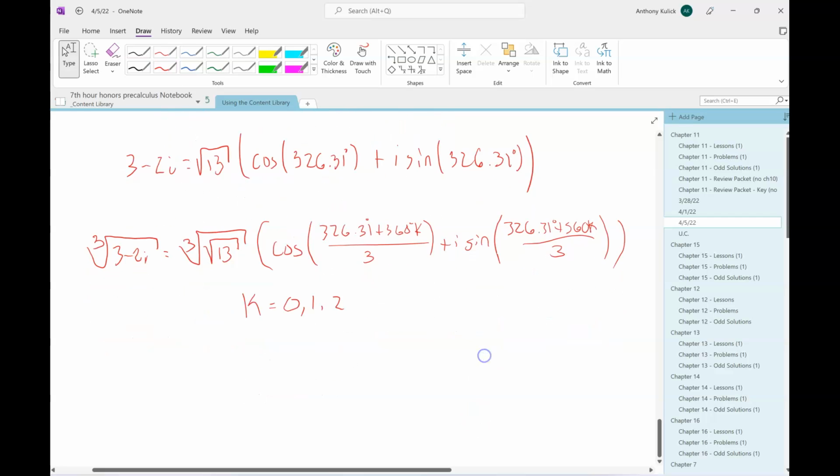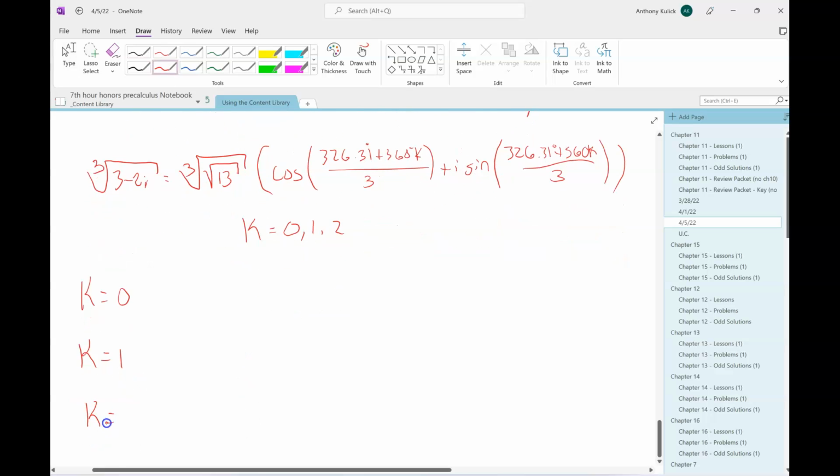Okay. All that's left is to grind out these 3 answers. I'm going to have 3 answers: one for k equals 0, one for k equals 1, and one for k equals 2. Everybody feel all right there? Good. All right, so the cube root of the square root of 13 is just the 6th root of 13.